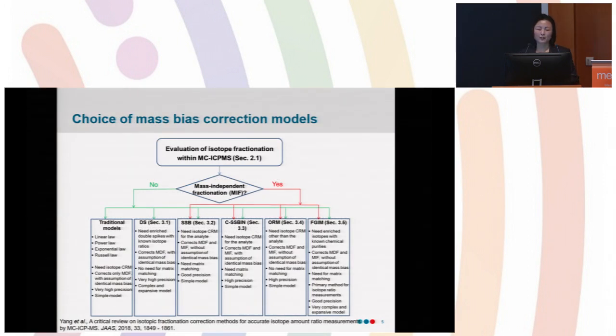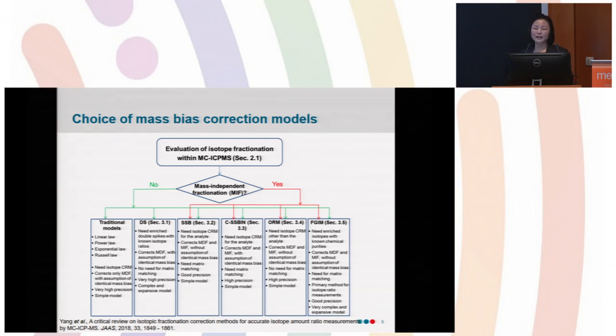Here are many of the mass bias correction models currently available in the literature. For example, the traditional Russell law or power law, the mass-independent fractionation correction model, the popular double spike, the standard sample bracketing method, SSB combined with internal standard, and the optimized regression model. The last one is a full gravimetric isotopic mixture.